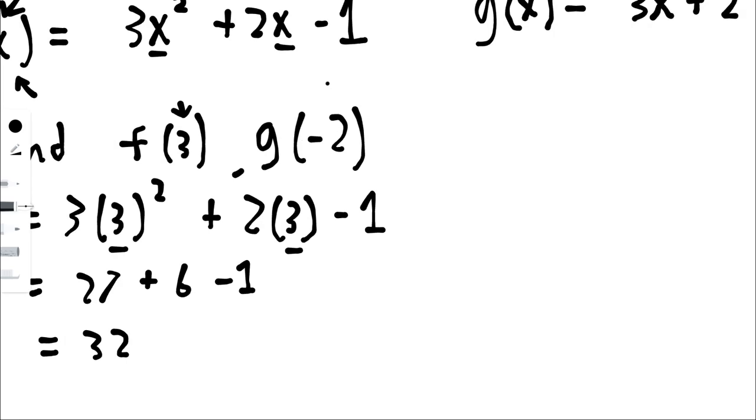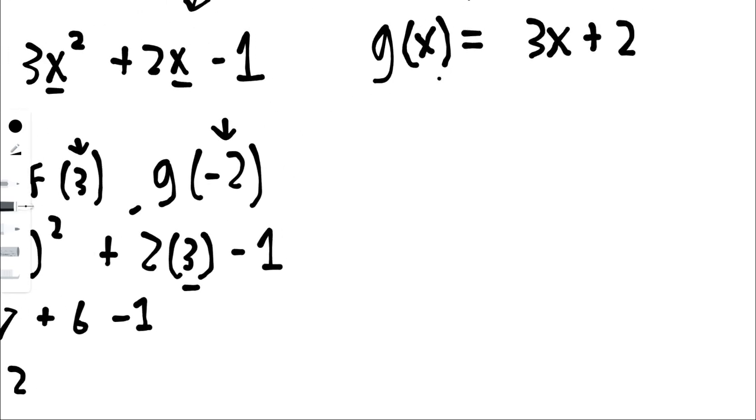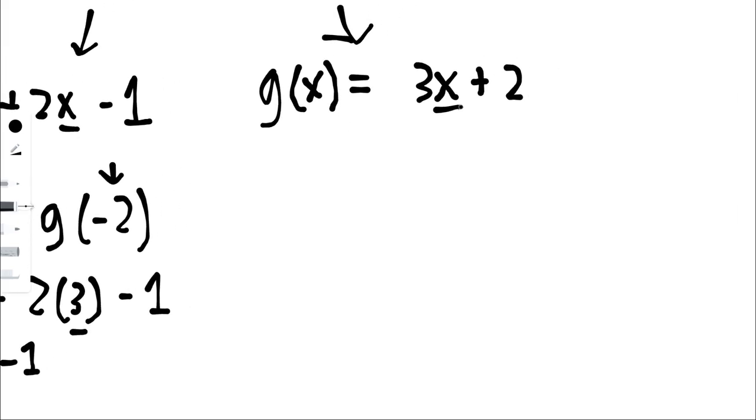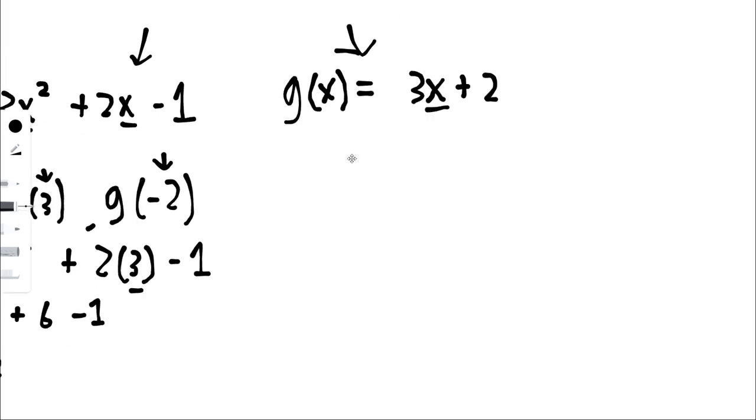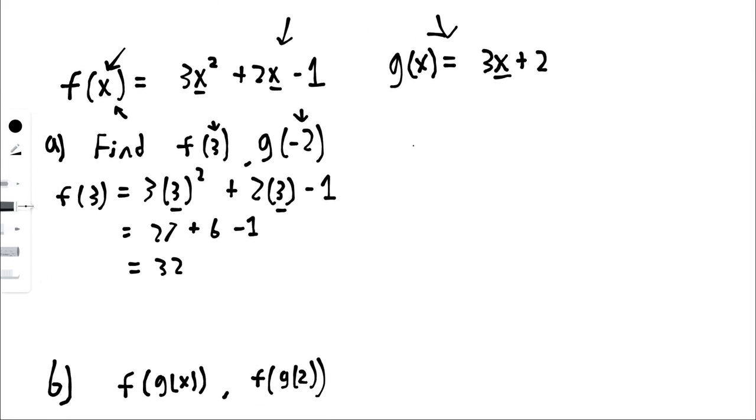And then this next one here is asking, for g of x, what happens if you replace x with negative 2. So again, this one's a little bit simpler. You're just going to replace x here with -2. So I'll skip ahead and do that.